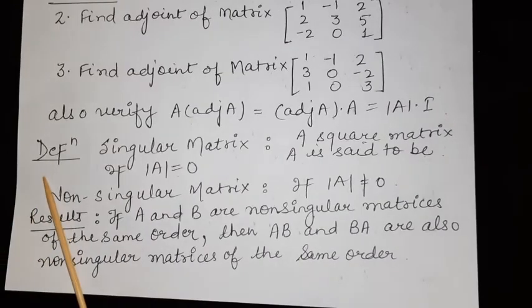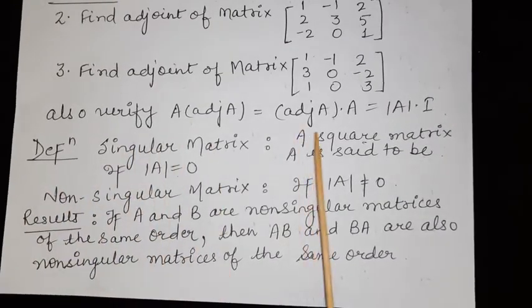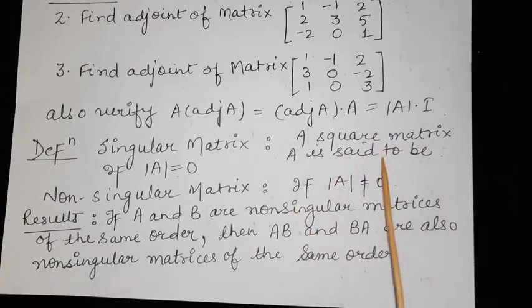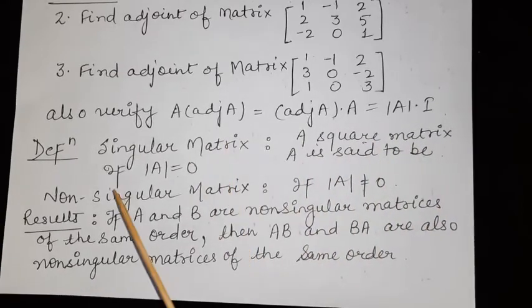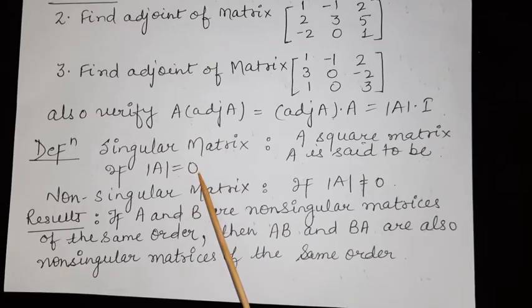Our next definition is singular matrix. A square matrix A is said to be a singular matrix if determinant of A is 0.